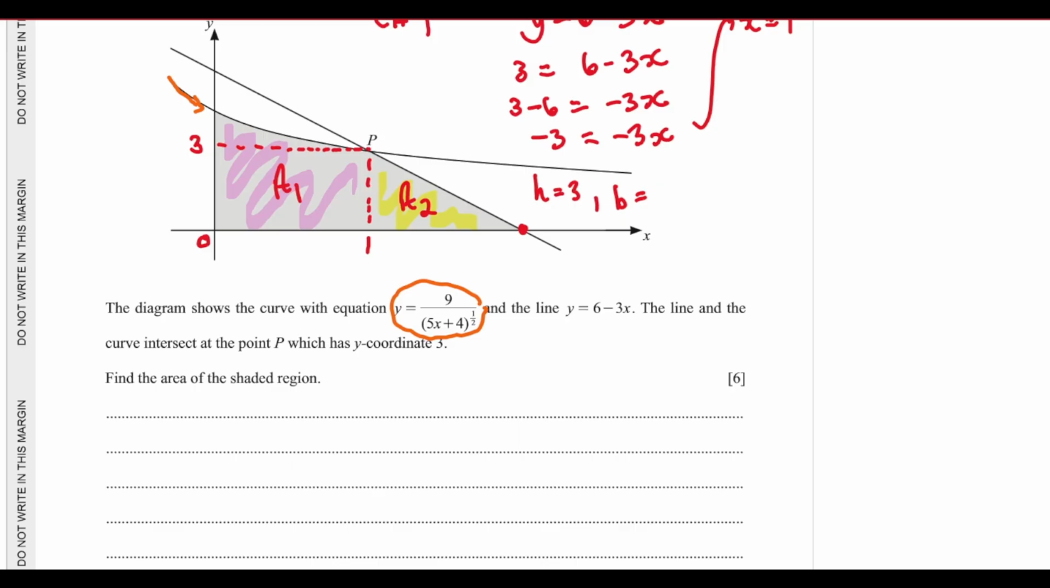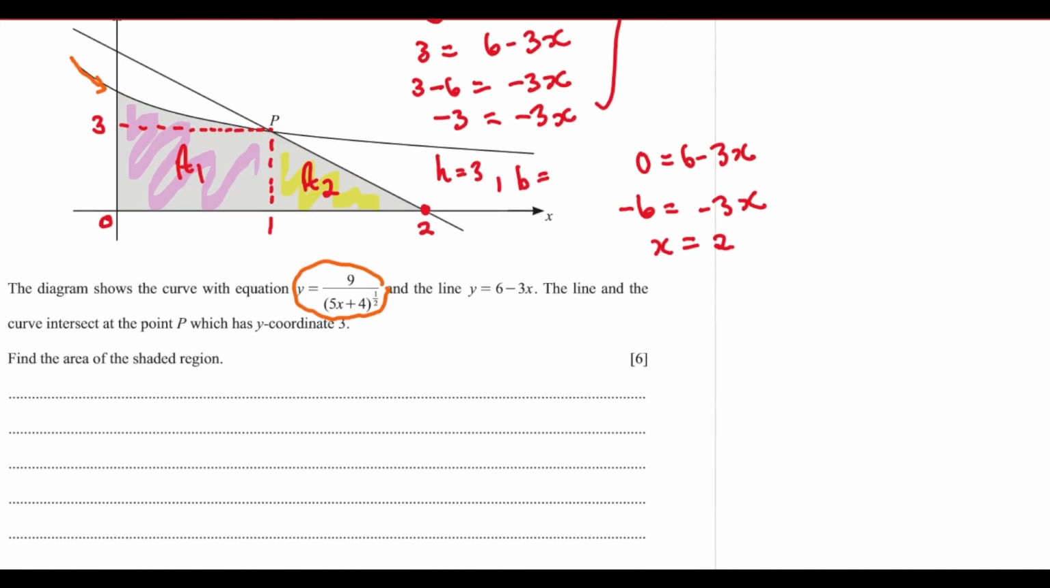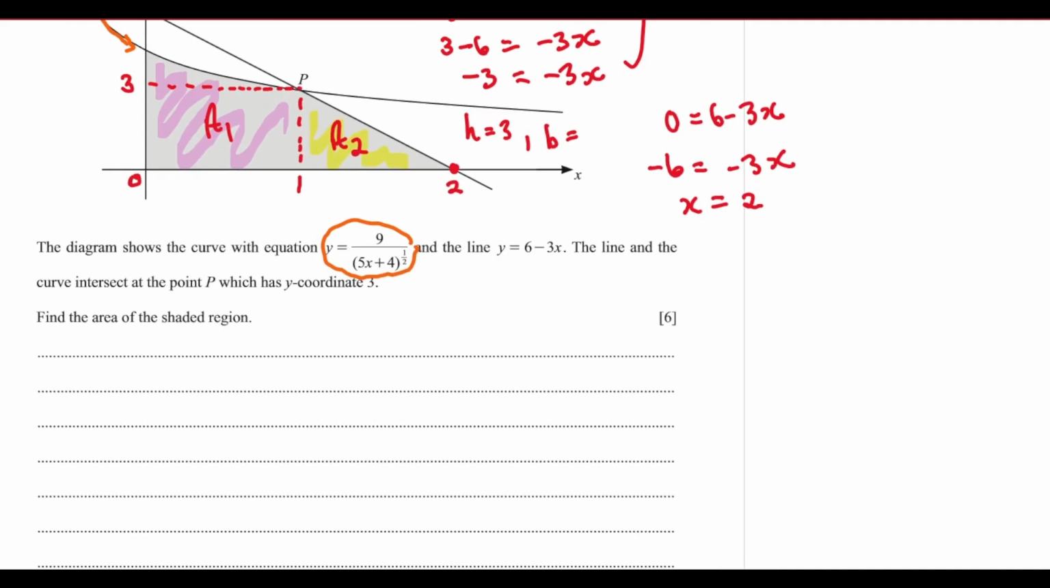Well, we need that point over there. That's the x-intercept of the straight line. Let's quickly get it. Yeah, that's right. So x is equal to 2. So how long is the base from 1 to 2? It's just 1. So we can use our normal formula, half base times height, for that piece.